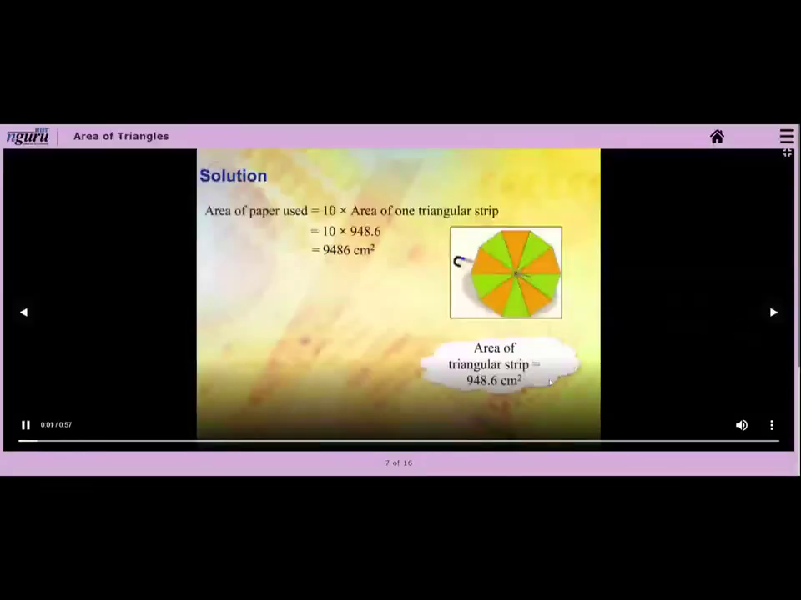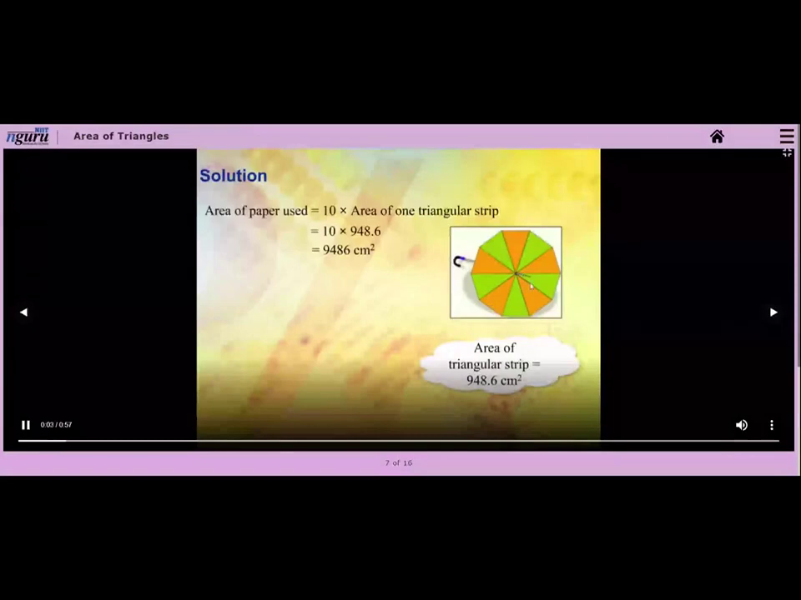To find out the total area of the paper used to make the umbrella, we need to multiply the number of strips by the area of one triangular strip. Here, the number of strips is 10. So the total area of the paper used is 9,486 square centimeters.